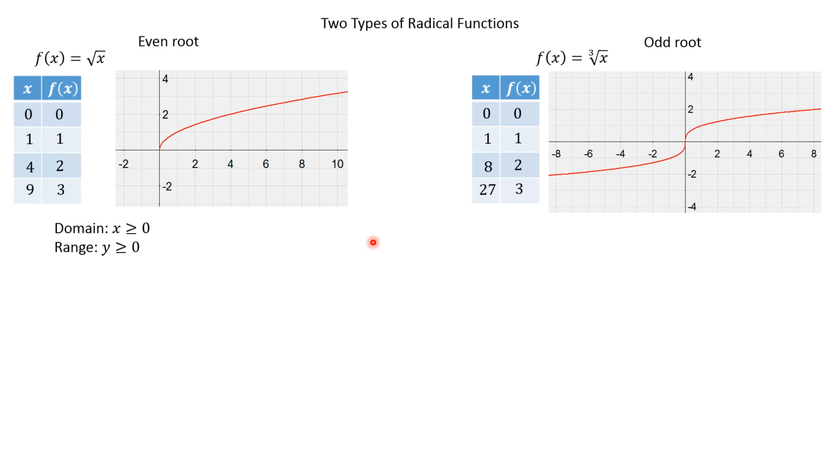You can graph them in your calculator if you're really concerned about what they look like, but these are the two shapes that our roots have. Even roots look like this, where it has a starting and stopping point. Odd roots look like this, where there's no starting and stopping point. So the domain, well, it could keep going both directions. So the domain is all real numbers. And the range, well, since the x can keep going, means the y is going to keep going, it's all real numbers.